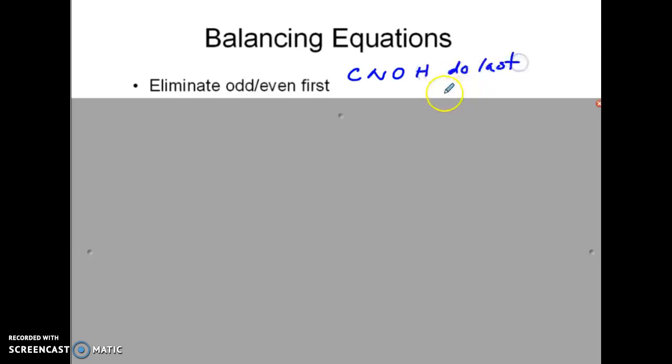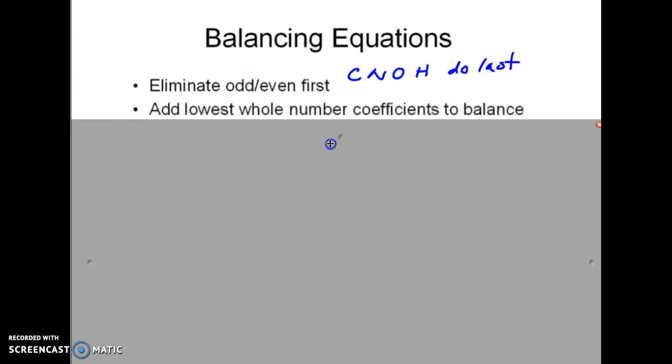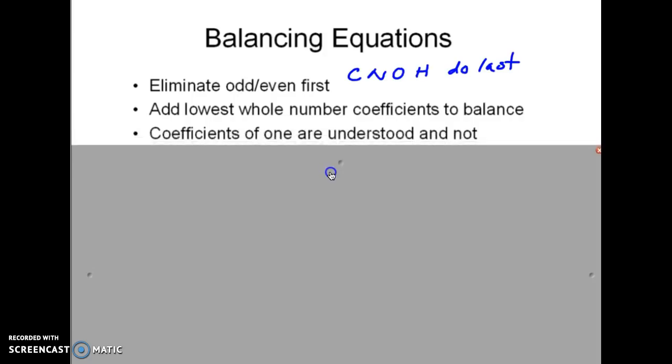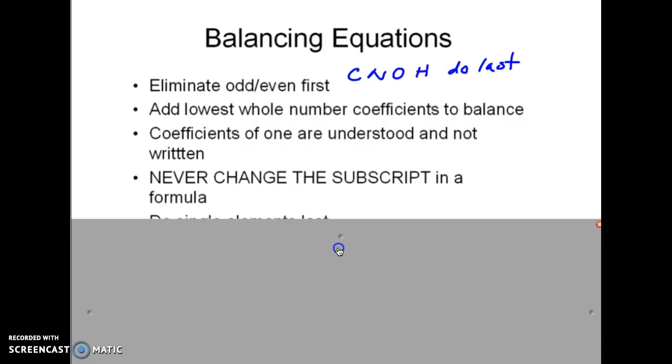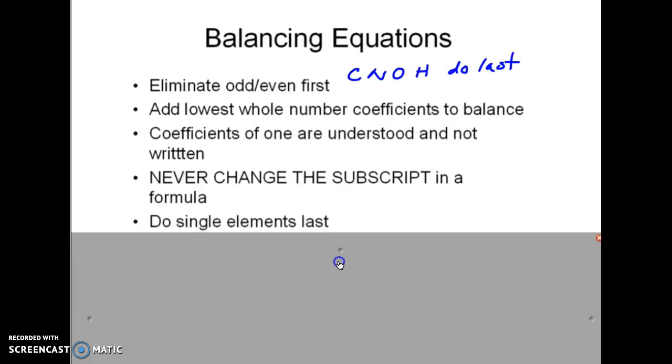And if there was something unique, like maybe a magnesium or a sodium, that would be one compound that I would work on first. You always want to add the lowest whole number coefficient, so that coefficient has to be a whole number, and you want it to be the lowest multiple. We don't write coefficients of 1. They're understood to be there, but we don't write them. And never, ever, ever change the subscript in a chemical equation, okay? You can only balance by changing a coefficient. You can never change a subscript.